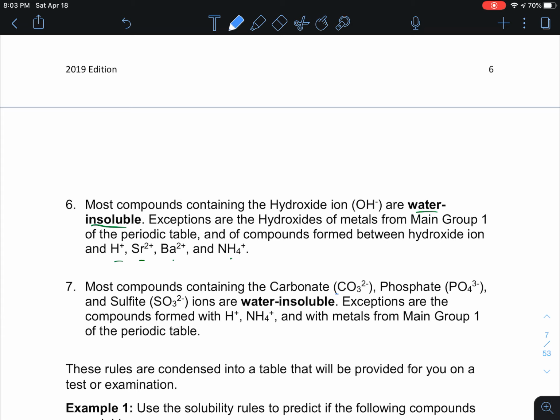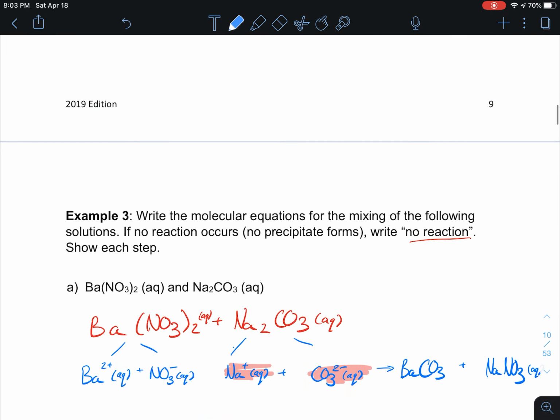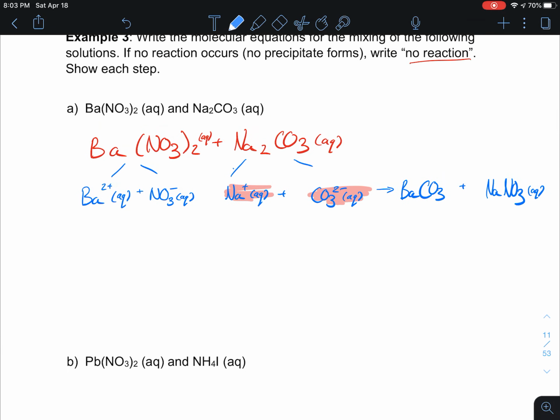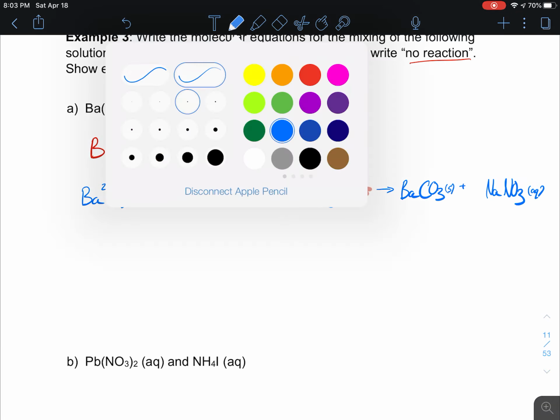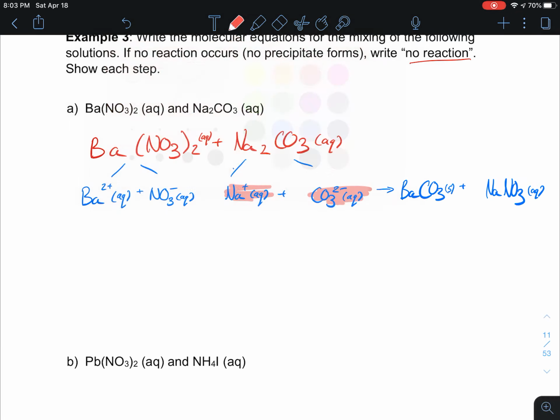Most compounds containing carbonate ions are water insoluble. Exceptions are hydrogen, ammonium, and metals from main group 1. Barium is from main group 2, so that would make barium carbonate a solid. So let's bring that back up to our chemical reaction and say this is barium carbonate, which is solid, and then sodium nitrate, which remains aqueous. And so these are spectators.